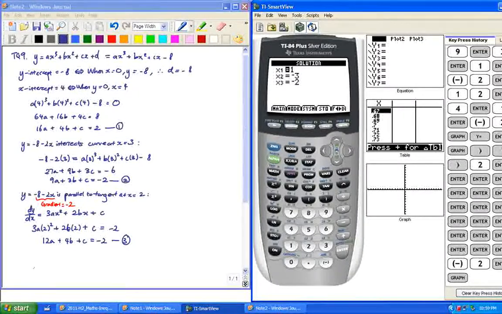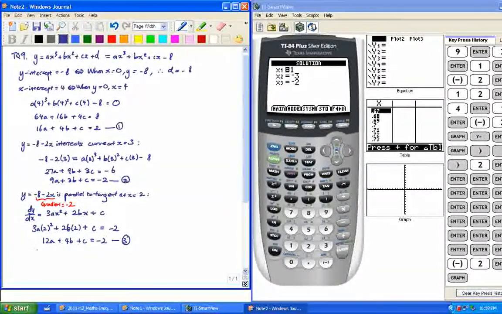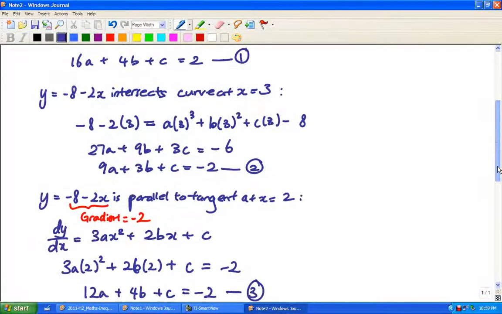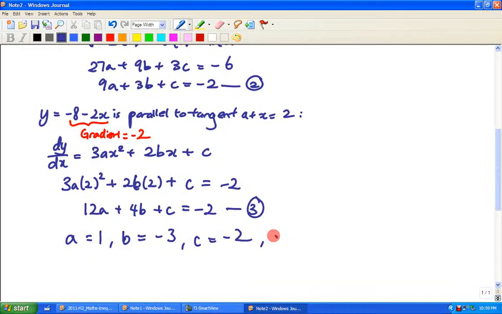So we get a to be 1, b to be negative 3, and c to be negative 2. We can state our final answer accordingly, and remember that d is negative 8. So the cubic curve will be y equals x cubed minus 3x squared minus 2x minus 8. And this is your final solution.